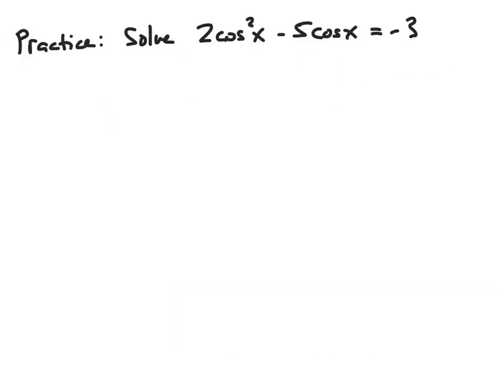If you'd like to practice with a similar example, try to solve 2 times cosine squared of x minus 5 cosine x equals negative 3. The solution and a couple hints about the procedure will appear in just a few seconds.